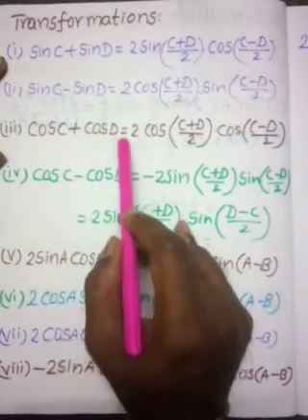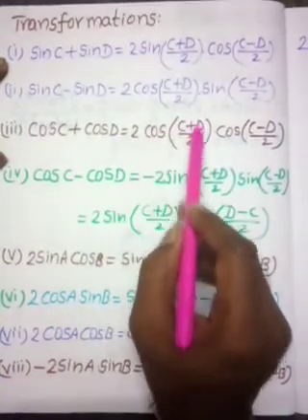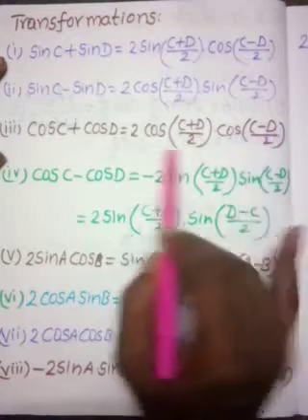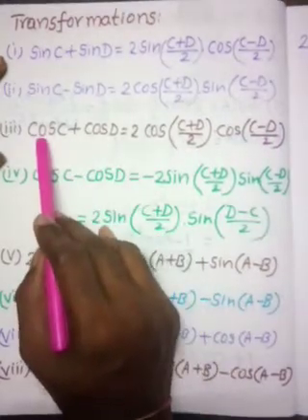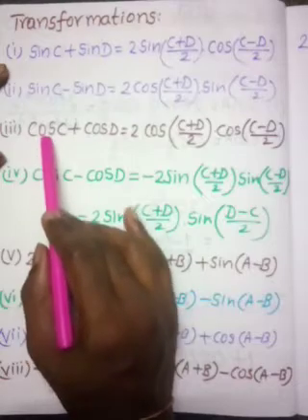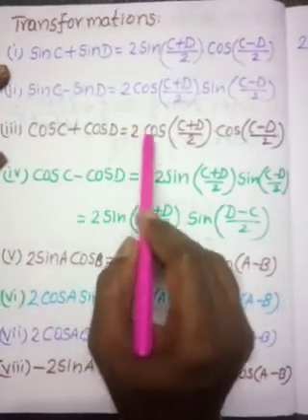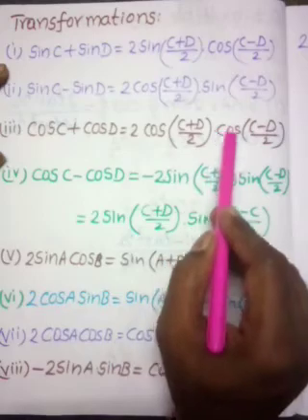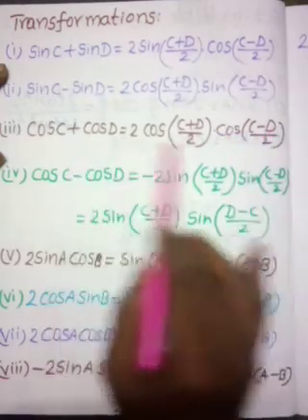Now third formula, cos c plus cos d is equal to 2 cos (c plus d by 2) cos (c minus d by 2). I repeat this formula. Remember these formulas well, my dear children. Cos c plus cos d is equal to 2 cos (c plus d by 2) cos (c minus d by 2).